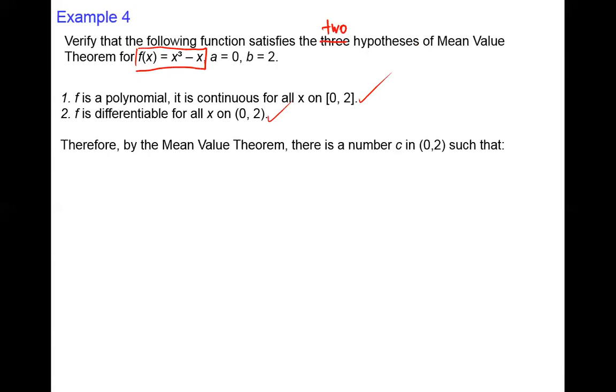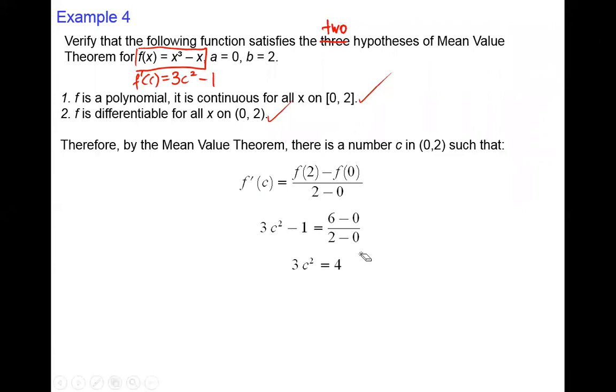Okay, we can say that the derivative at some point C is exactly the same as the average rate of change, f of 2 minus f of 0 over 2 minus 0. I will put the derivative of this function, and we can use C: 3c squared minus 1. That's what I have. And then 6 over 2 is 3, plus 1 is 4.